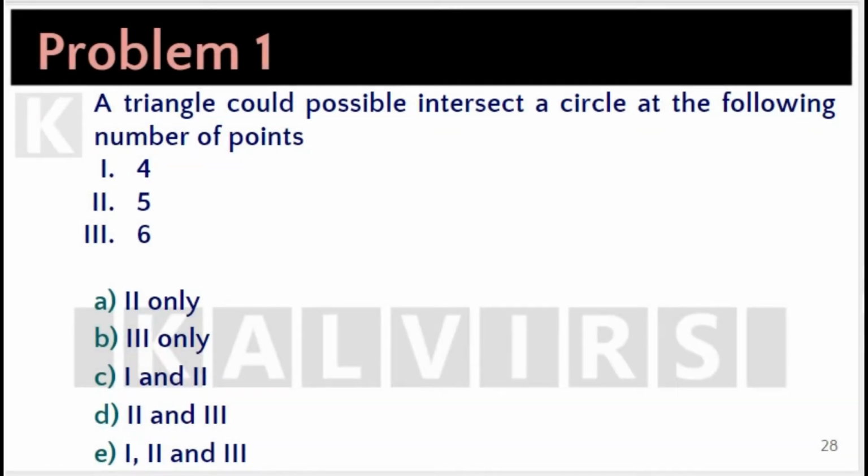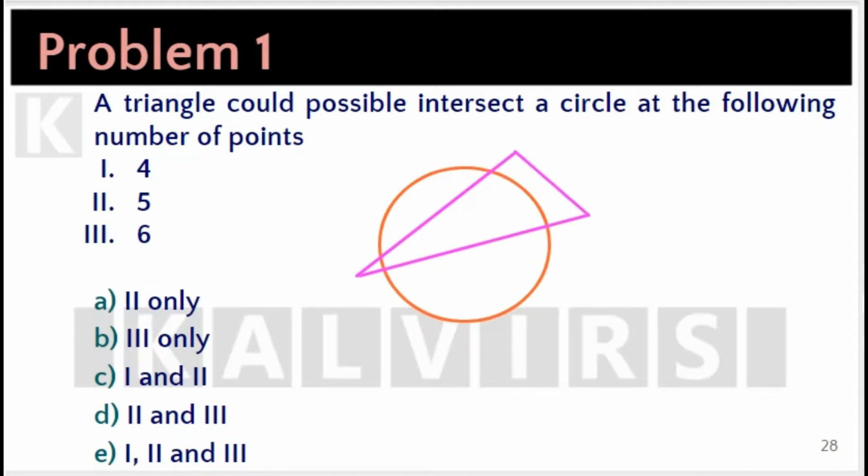possible intersect a circle at the following number of points: 4, 5, or 6. So here we will make a diagram for each of the 3 cases in order to know whether they're possible or not. Here we have a circle, 4 points. If we want 4 points, we can do the following: 2 points, 2 points, 4 points. You have 1, 2, 3, and 4.